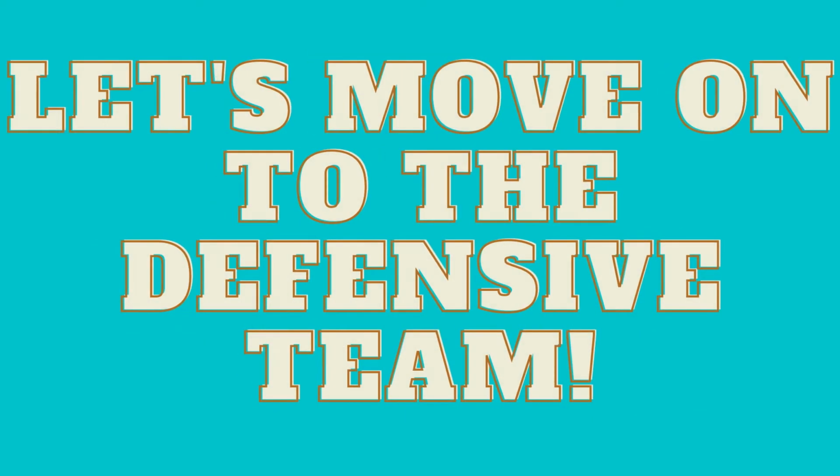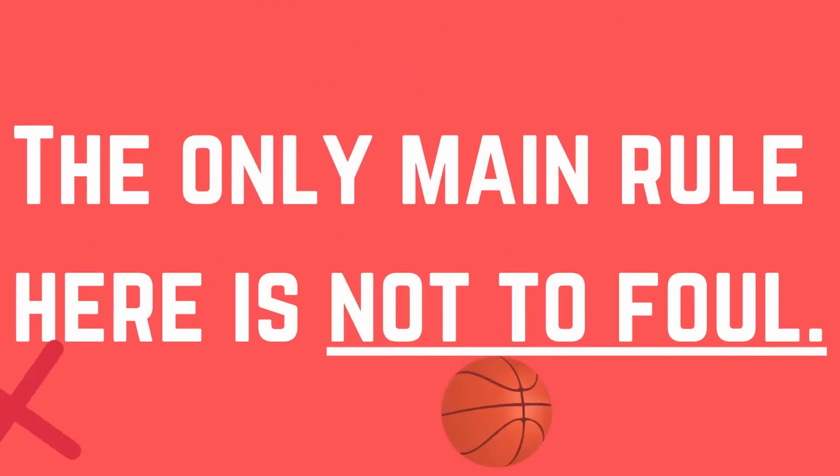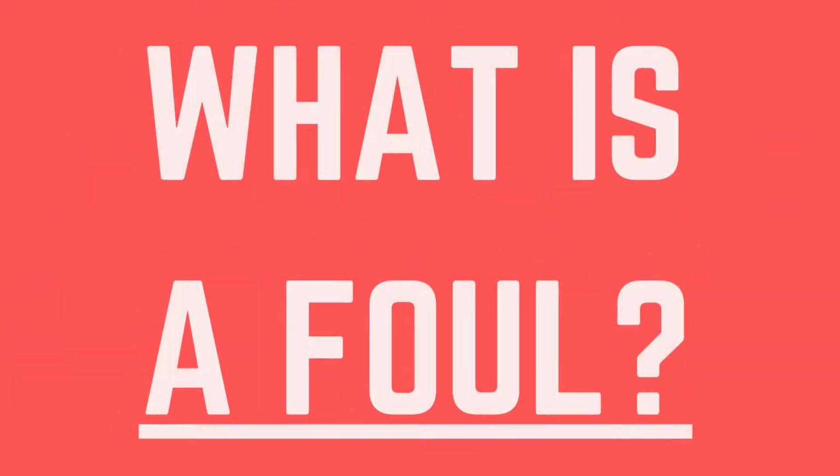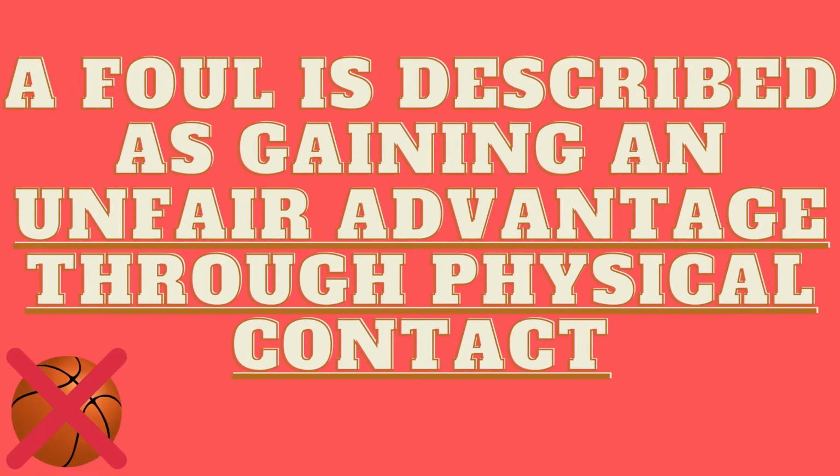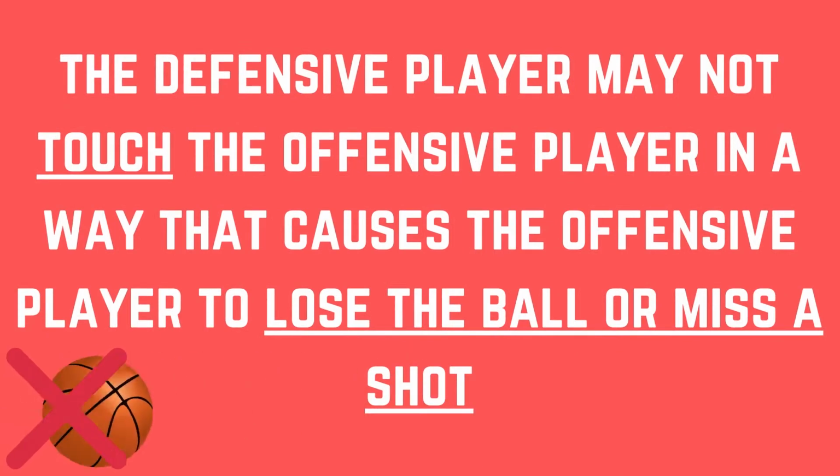Now, let's move on to the defensive team. The only main rule here is not to foul. So what is a foul? A foul is described as gaining an unfair advantage through physical contact. In general, the defensive player may not touch the offensive player in a way that the offensive player may lose the ball or miss a shot.